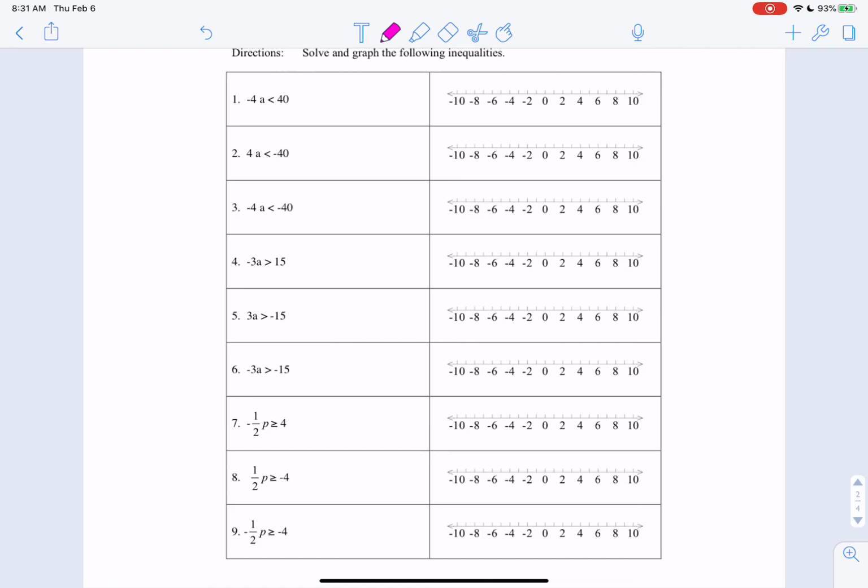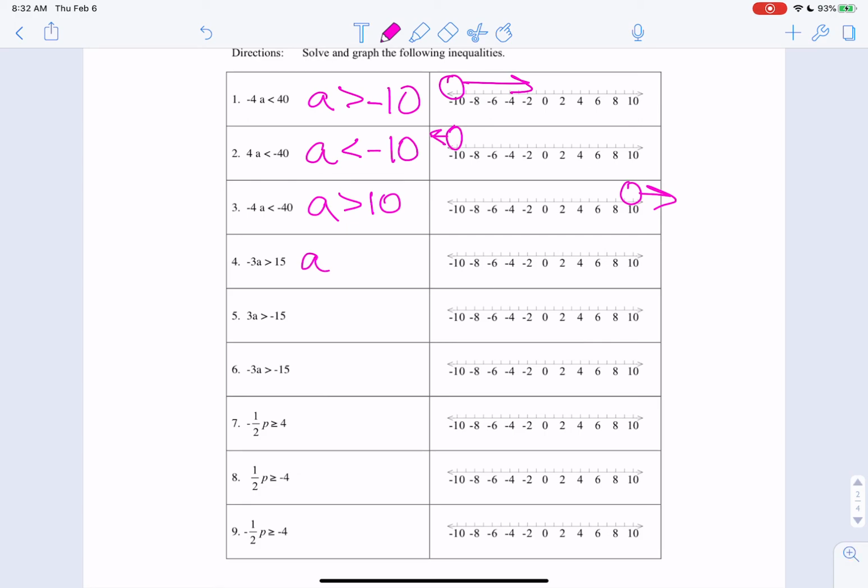All right, welcome back. So for the first one, you should have gotten A is greater than negative 10. So my bubble goes on the negative 10, and the arrow goes to the right. For number 2, A is less than negative 10. We did not divide by a negative, so the sign did not change. And the bubble still goes on the 10, except now the arrow goes in the opposite direction. For number 3, A is greater than 10. So I'm going to go ahead and put my bubble on the 10 and the arrow going to the right.